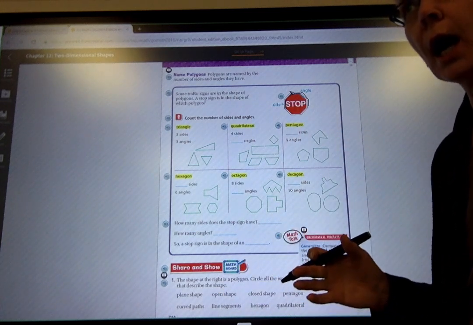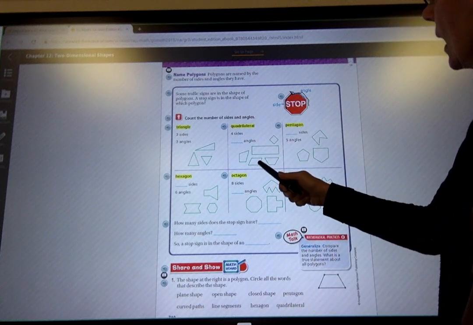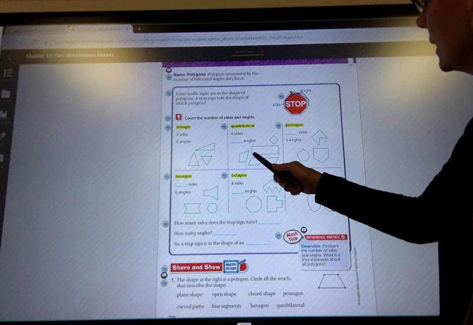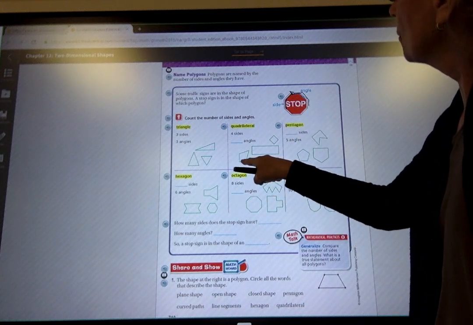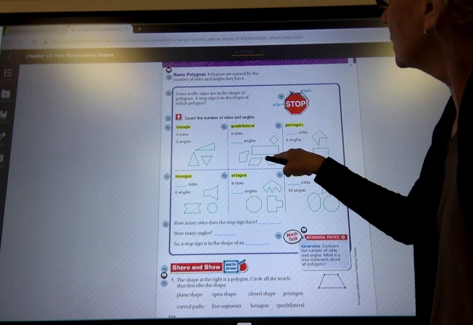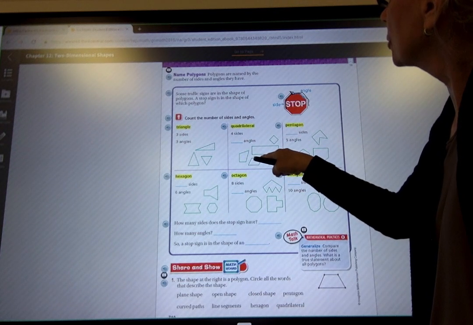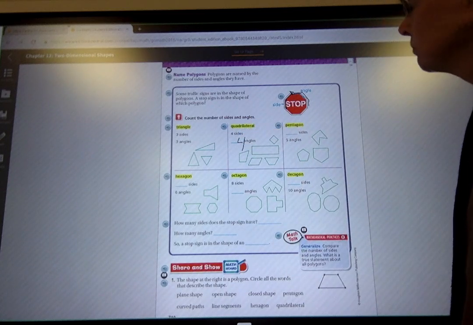Quadrilateral. Quad means 4. Does this have 4 sides? Do each of these have 4 sides? Yes, they do. Do they have 4 angles? 1, 2, 3, 4. 1, 2, 3, 4. 1, 2, 3, 4. 1, 2, 3. They do. They each have 4 angles.